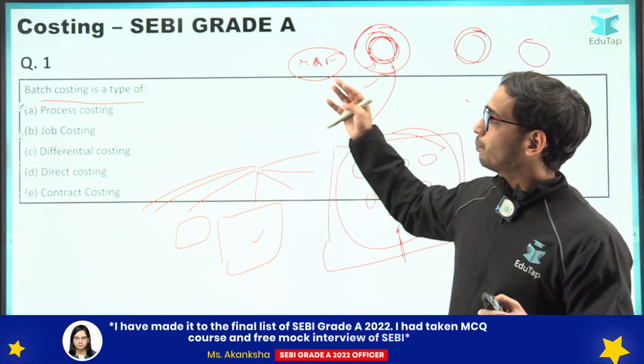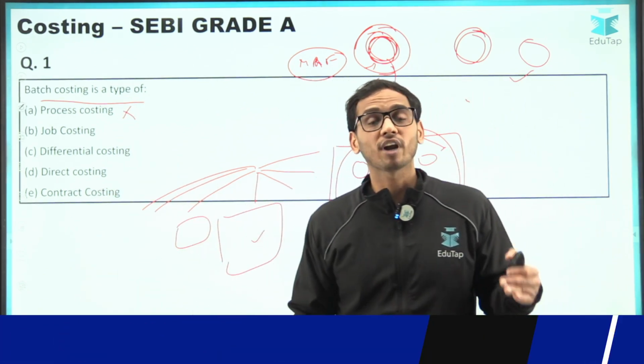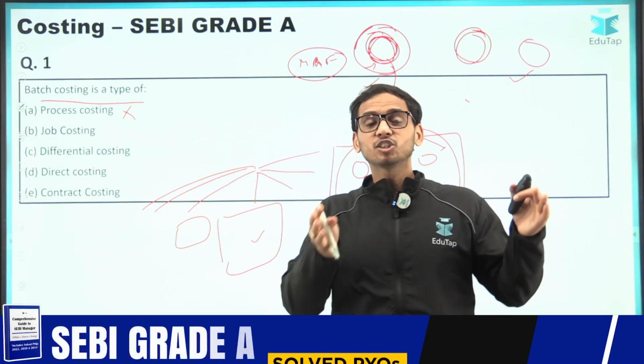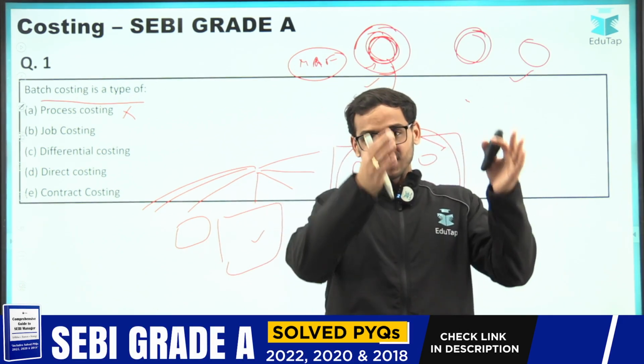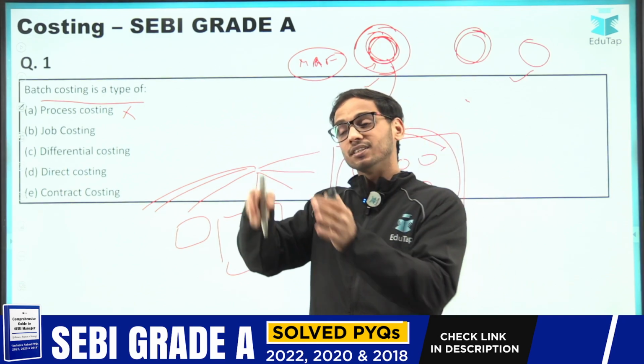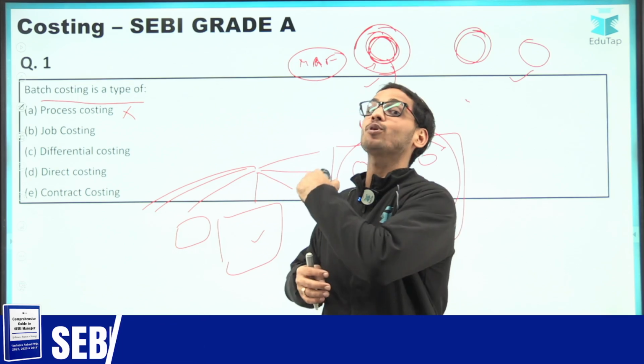So the question says batch costing is a type of what? Process costing? No, because in the process costing what happens, product gets manufactured by passing it through from a single process to another process, then another process, then another process. So it is getting passed through multiple processes.